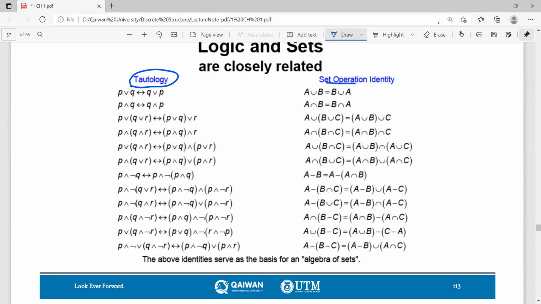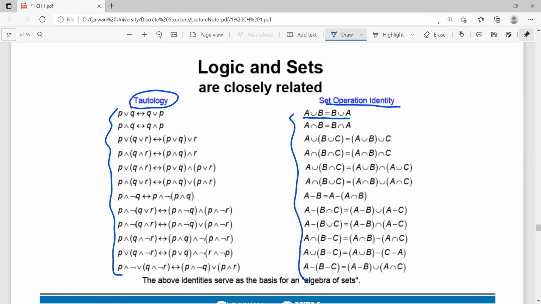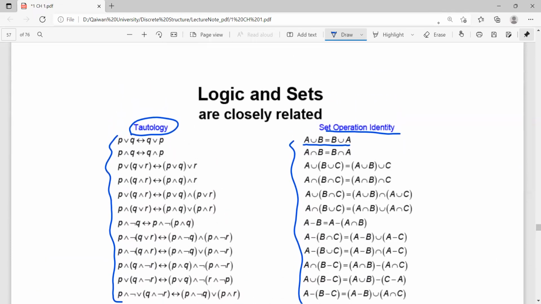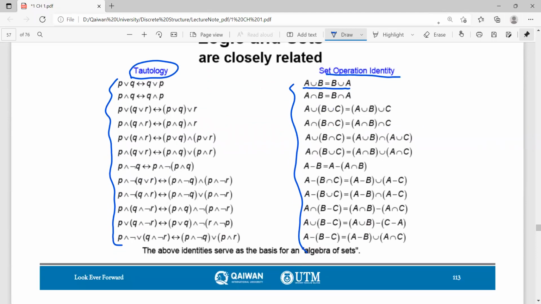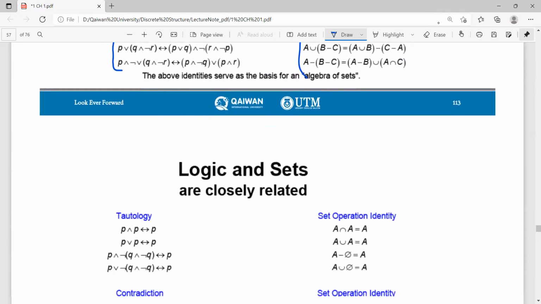And here we have set operation identity. We say P or Q if and only if Q or P, it means A union B equals B union A. It's only changed two sets. And here we have those operations that you did on the statements. It's only for yourself to read, okay? It means there is a similarity between logic and sets.